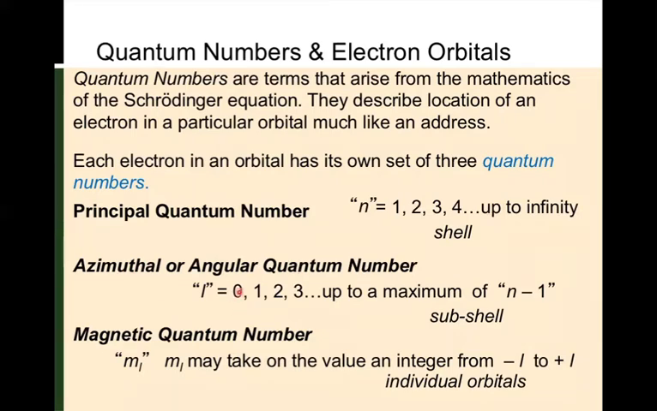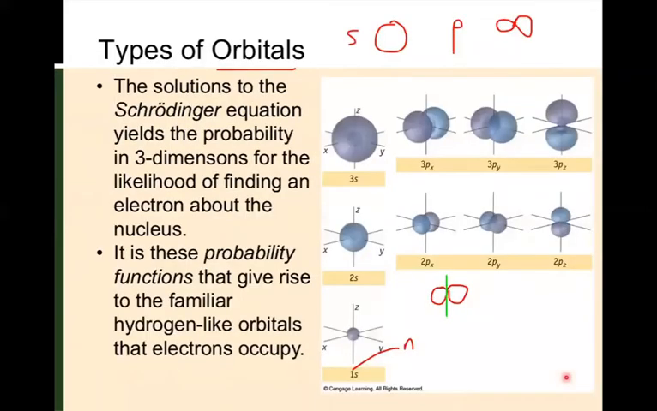Azimuthal or angular quantum number, L, defines the subshell, so it can have values up to n minus 1. And magnetic quantum number, ML, may take on the value of an integer from minus L to plus L. These are the individual orbitals. So let's go back here a wee minute and have a look. Here n is equal to 1 at the bottom. So that means the values L can take are going to be from 0 up to n minus 1. So n minus 1 is 0.